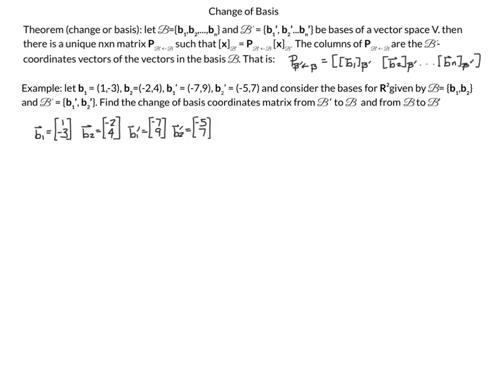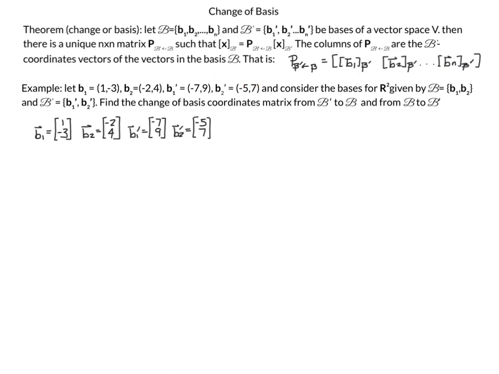Our next example is we have our two bases, beta and beta prime. So beta has b1 equal to 1, negative 3, which I rewrote in column form here. b2 is equal to negative 2, 4, which I wrote in column form here. Our second basis, b prime, has b1 prime, which is negative 7, 9 in column form here, and b2 prime is negative 5, 7 in column form here.